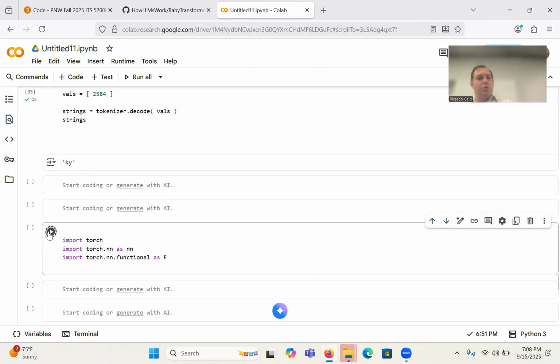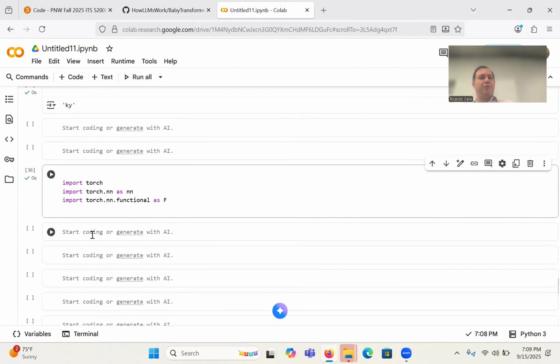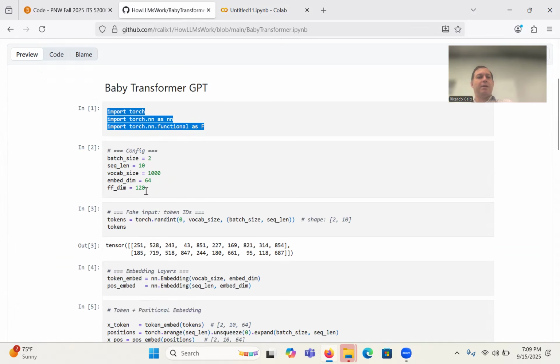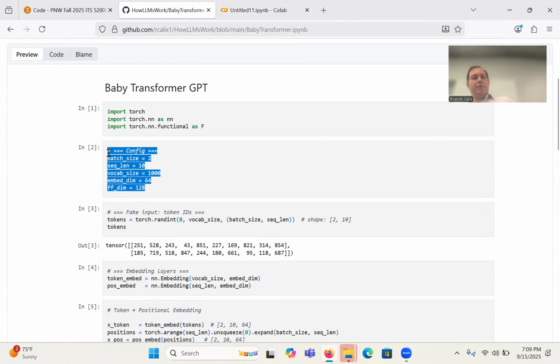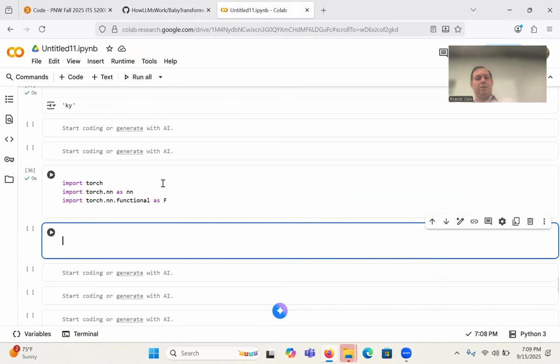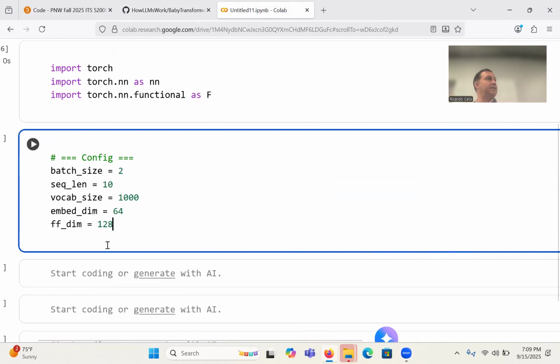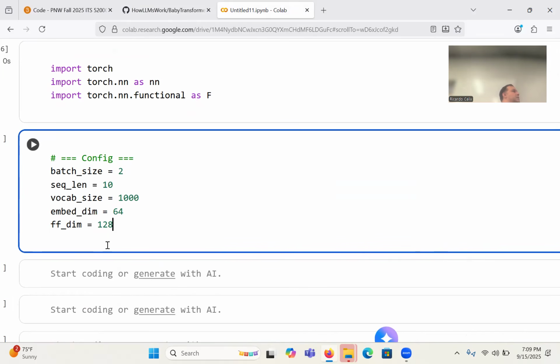All right, so I'm going to import torch.nn and functional, which we've seen before. I'm going to set some parameters here, my config. It's going to be a batch size of 2, sequence length 10 instead of 40, vocabulary size 1000. Still using random values here, but a vocabulary of 1000. The embedding dimension is 64. So this is the thing that has been 512 before, okay?